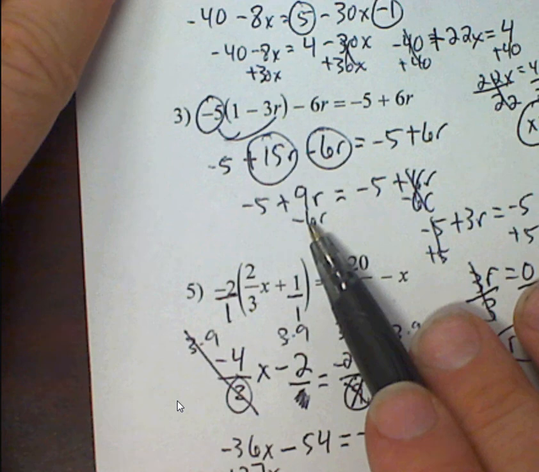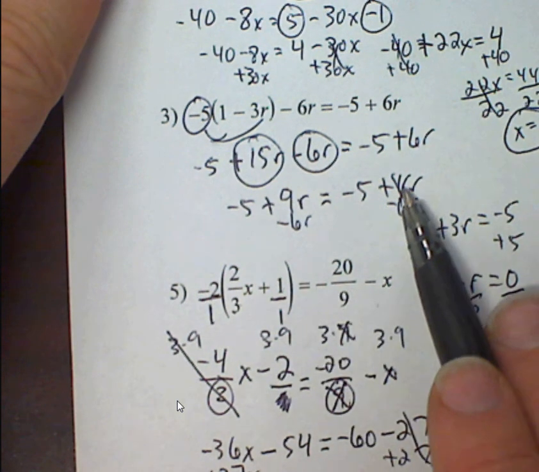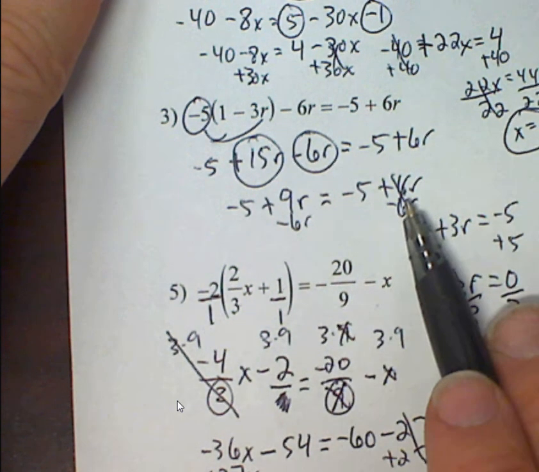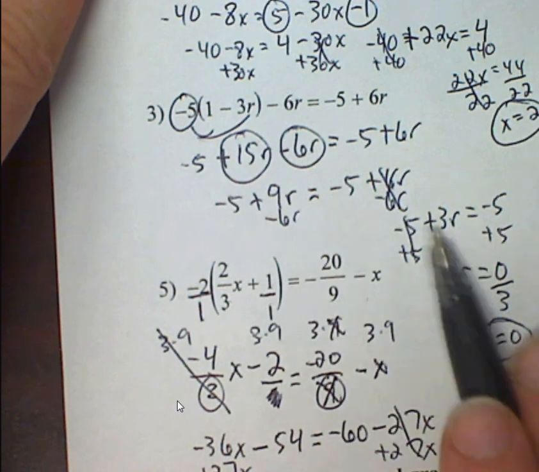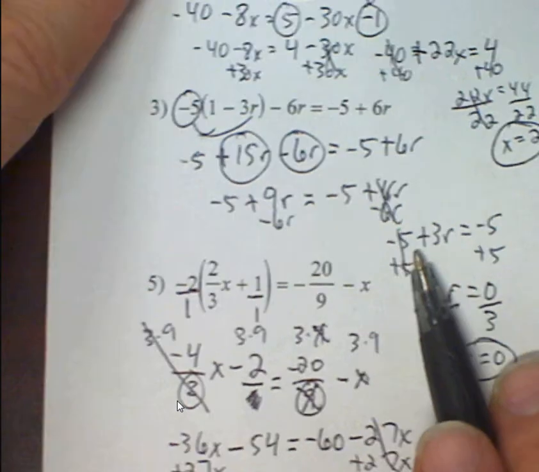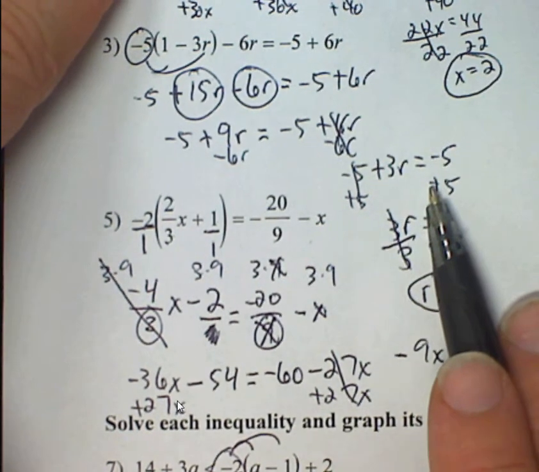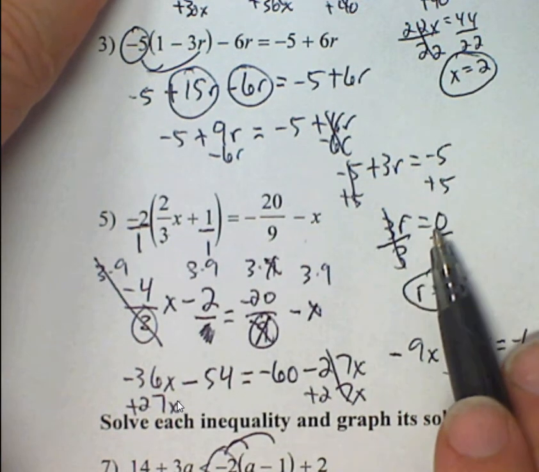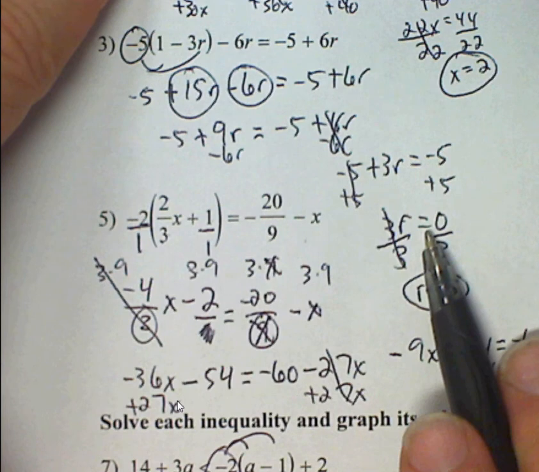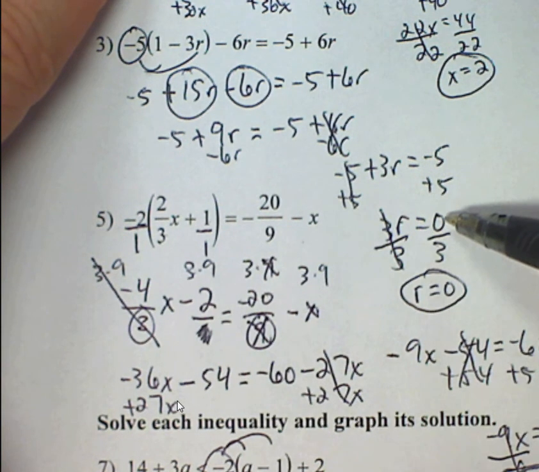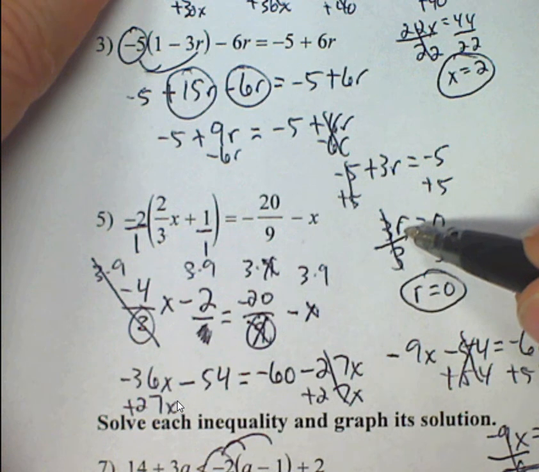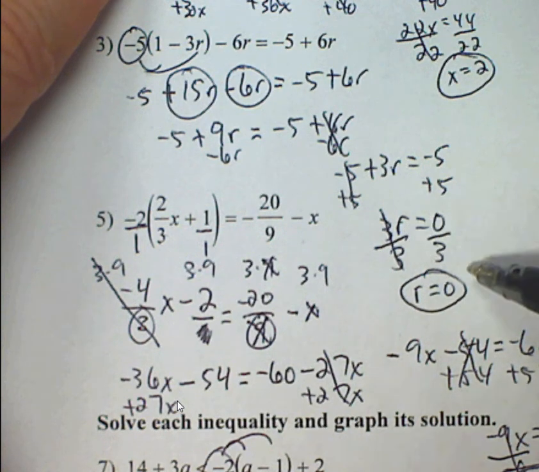Take minus 6r to both sides. Or sorry, I got rid of my 6r over here. 9 minus 6r is 3r. I'm going to add 5 to both sides. So I get 3r equals 0. Some of you guys are going to think that this is no solution. That's incorrect, because I still have an r. If I divide by 3, 0 divided by 3 is 0.